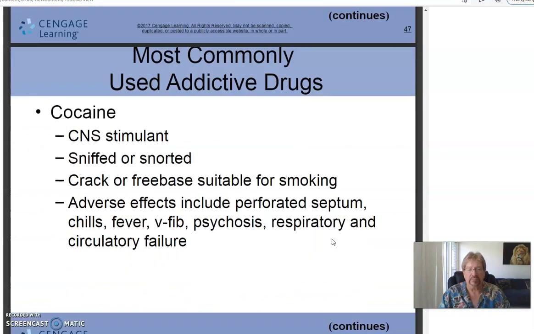It's sad, though. Most commonly used addictive drug, cocaine, is a central nervous system stimulant, sniffed or snorted. Crack or freebase can be smoked. I don't know much about that. I mean, of course, I've heard of crack cocaine. Adverse effects include perforated septum. If you do enough of it, and that takes quite a bit, guys, it can eat the septum here between your nostrils out. Chills, fever, ventricular fibrillation, heart beating too fast, psychosis, respiratory and circulatory failure.